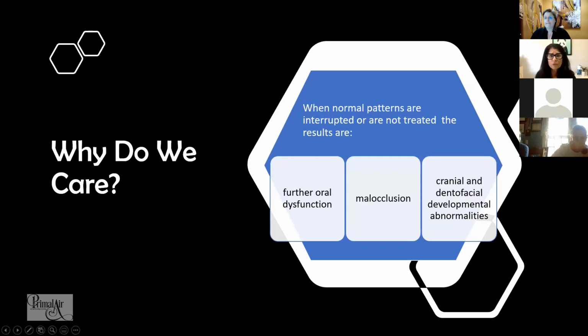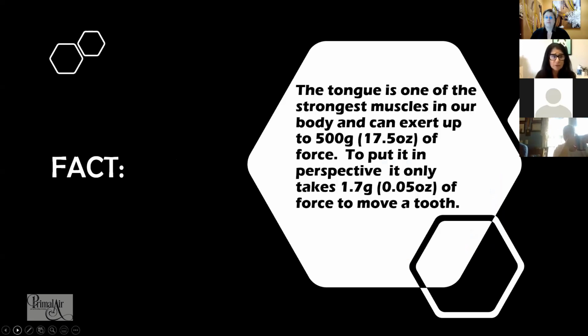So why should we care about this? Because when the normal patterns of growth are interrupted, we get more dysfunction, more malocclusion, and altered craniofacial growth and development. The kids' faces look like mouth breathing faces, long, narrow faces. Do we want that?